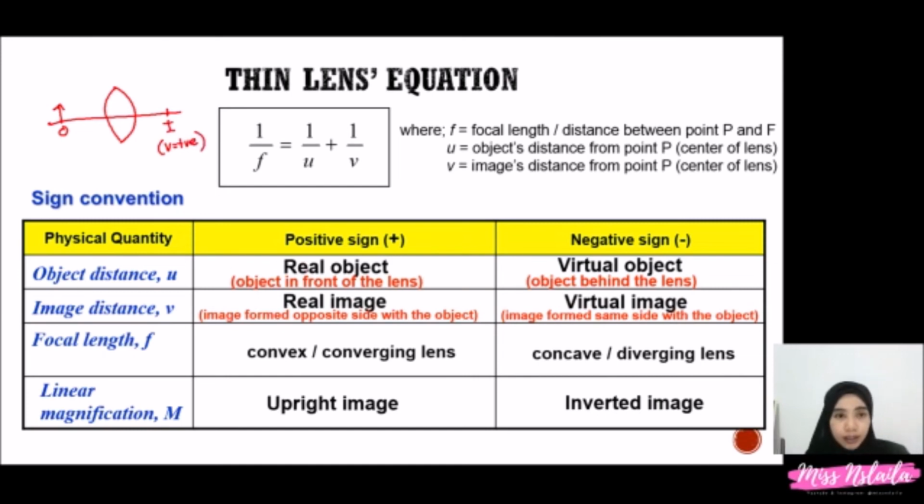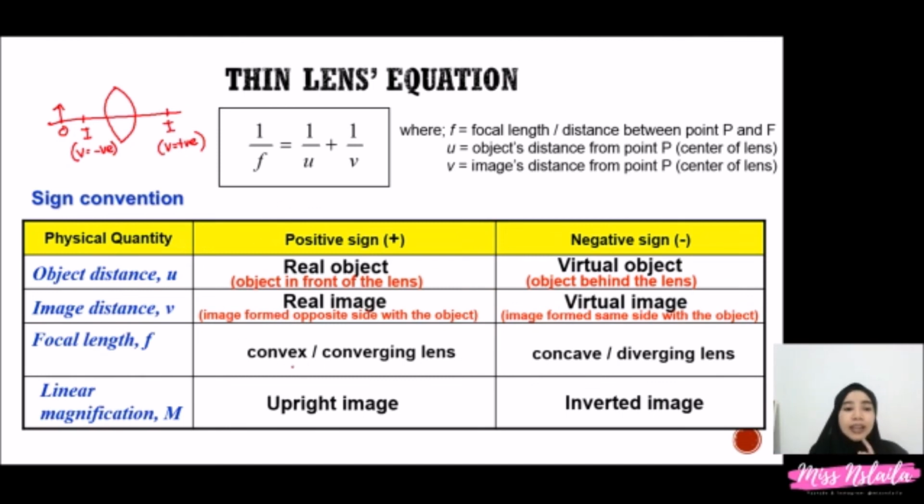Or we can say that the image is real. But if v is negative, negative v means virtual image, and the image will form on the same side as the object. So if the image is here, it's because v is negative, or virtual image. So when we calculate v using this equation, if you get v positive, then we know that the image is real and forms on the opposite side of the object. If the value of v is negative, then we know that the image is virtual and forms on the same side as the object.